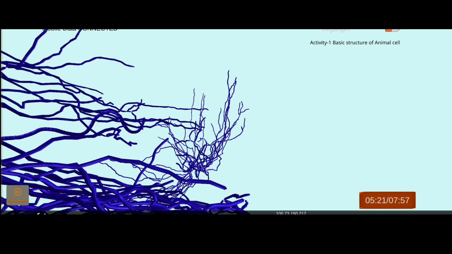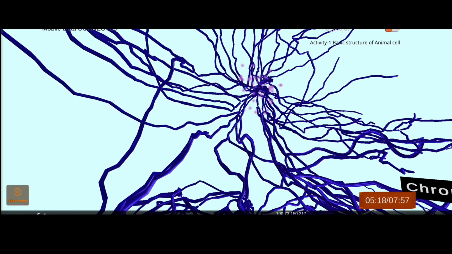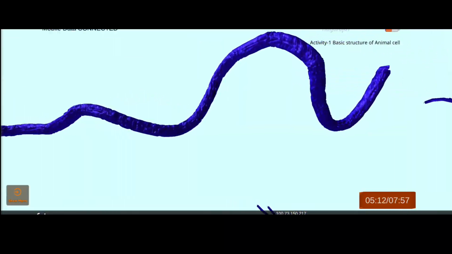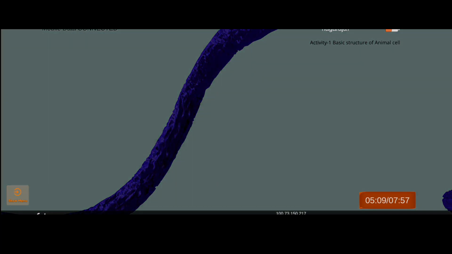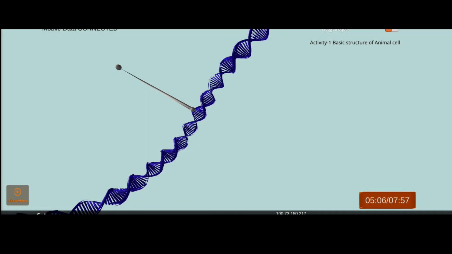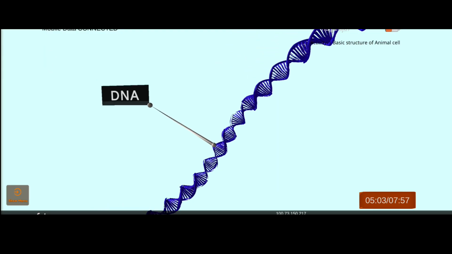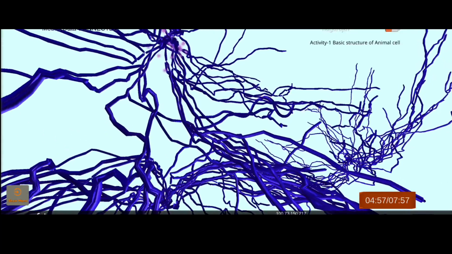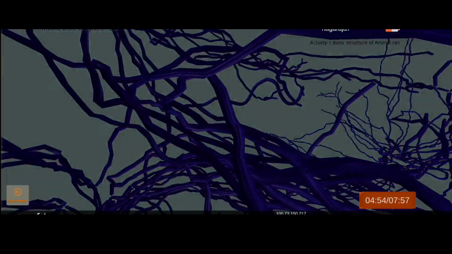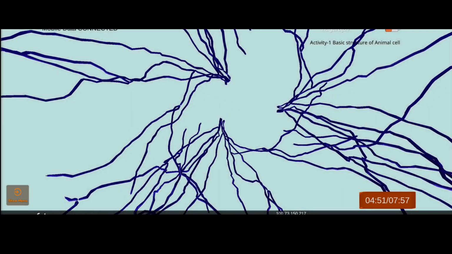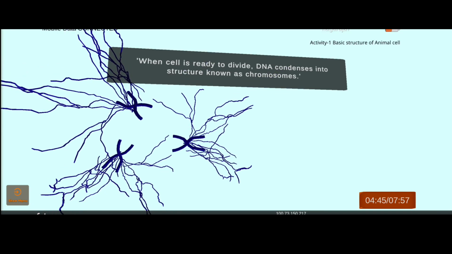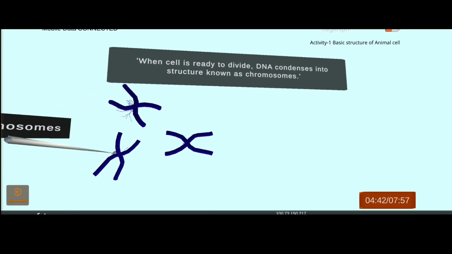When DNA coils around proteins, it makes nucleosomes and chromatin. Genetic information is stored in DNA. Information passes to the next generation in the form of DNA. There is a long thread-like tubular structure present inside the nucleus, and it is called chromosome.